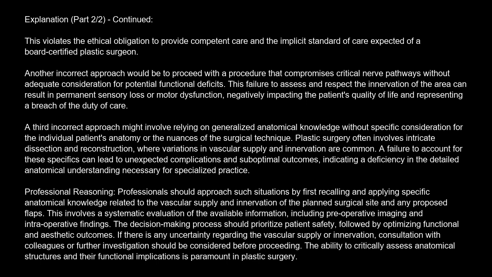Professional reasoning. Professionals should approach such situations by first recalling and applying specific anatomical knowledge related to the vascular supply and innervation of the planned surgical site and any proposed flaps. This involves a systematic evaluation of the available information, including preoperative imaging and intraoperative findings. The decision-making process should prioritize patient safety, followed by optimizing functional and aesthetic outcomes. If there is any uncertainty regarding the vascular supply or innervation, consultation with colleagues or further investigation should be considered before proceeding. The ability to critically assess anatomical structures and their functional implications is paramount in plastic surgery.